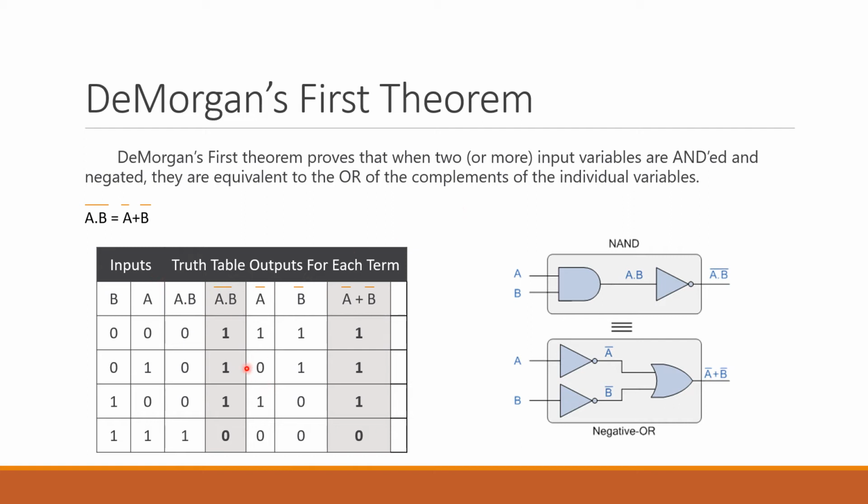Here is the truth table. We have two inputs A and B. We first calculate A dot B, and after that we calculate A dot B, the whole dash. Here A dash, B dash, A dash plus B dash. So A dash is the inverter of A and B dash is the inversion of B. And this is the logic circuit for De Morgan's law.